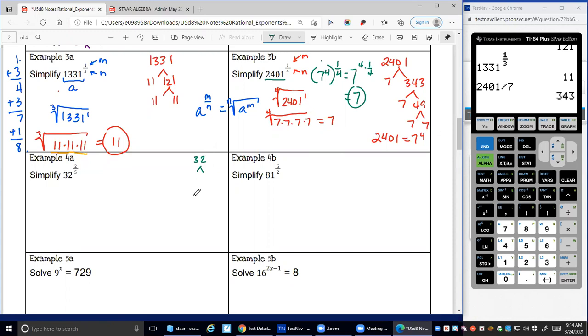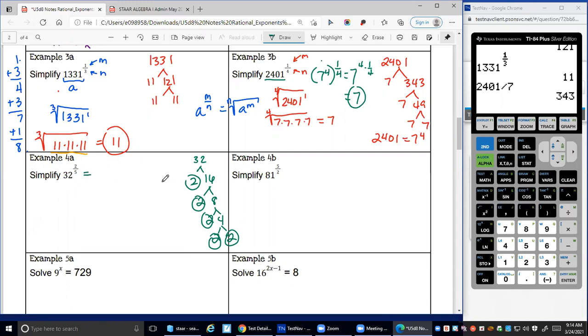It's got an even number at the end. 2. And half of 32 is 16. Let's go. Half of 16 is? Half of 8 is 4, and half of 4 is? So there we go. We got 1, 2, 3, 4, and 5. 5 2s.